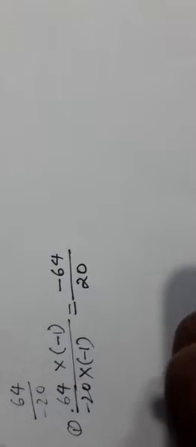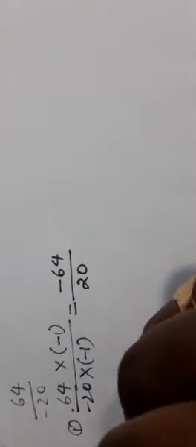To make the denominator positive, we are going to multiply by minus 1. When we multiply by minus 1 in the denominator, we have to multiply by minus 1 in the numerator. Then plus into minus is minus, 64 ones are 64, divided by minus into minus is plus, 20 ones are 20. So in the first step we have converted negative denominator to positive denominator.